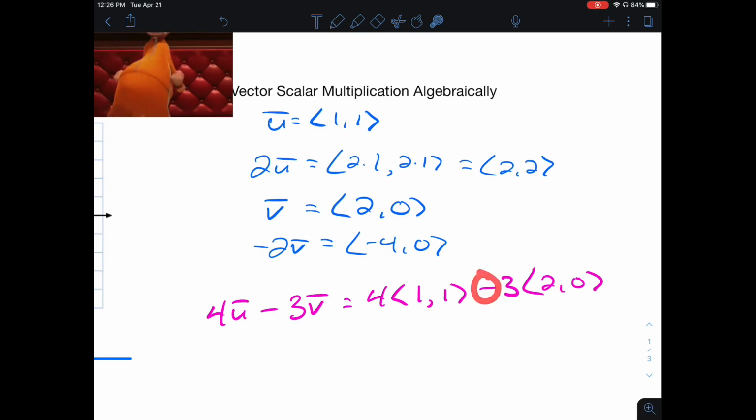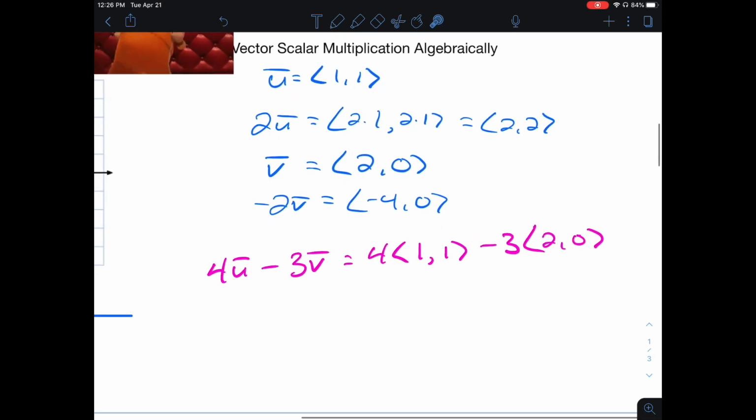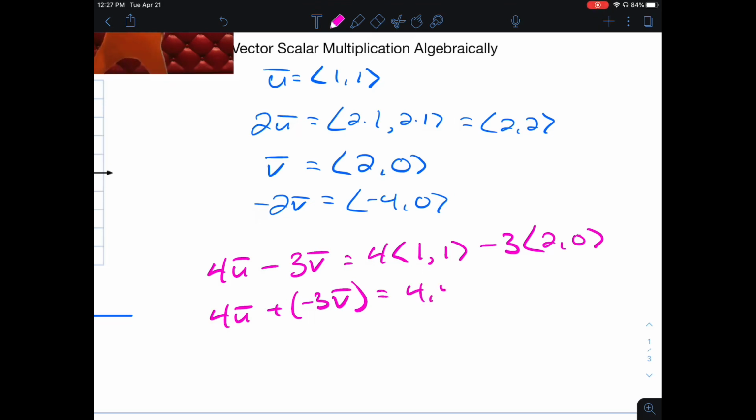Subtracting doesn't necessarily make the most sense in most cases. This is usually better written as 4 times vector U plus negative 3 times vector V. So we're going to have vector components 4, 4. And then here, if I change this to addition and then multiply by -3, I get -6 and 0. Then when I add the components, I get -2, 4.